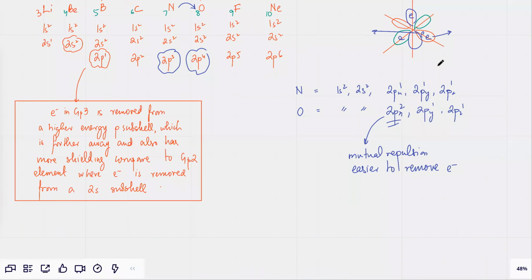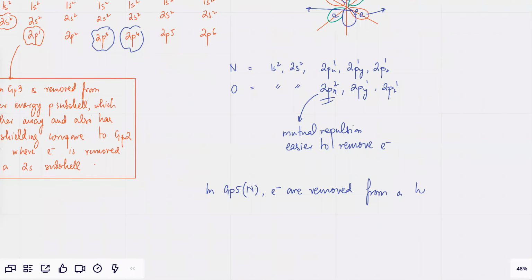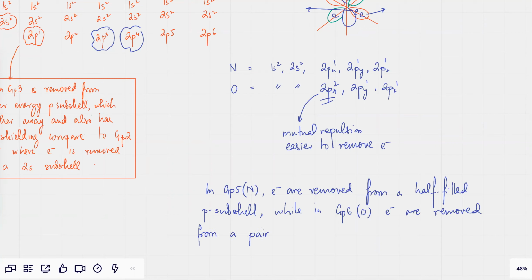So you're going to phrase your answer properly. This is a very typical question that is almost asked in every paper. So in group 6, the first thing is you're going to explain that in group 5, whatever the element is, nitrogen in this case, electrons are removed from a half-filled p subshell. While in group 6, which in this case is oxygen, electrons are removed from a paired p subshell. So the same orbital now has 2 electrons.